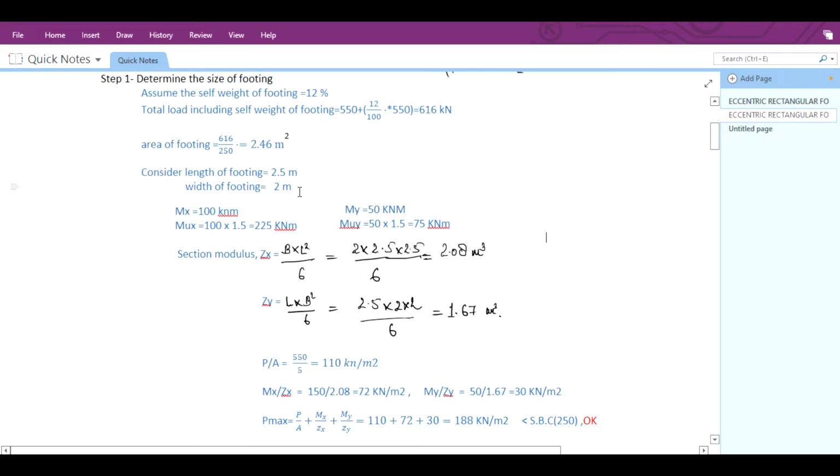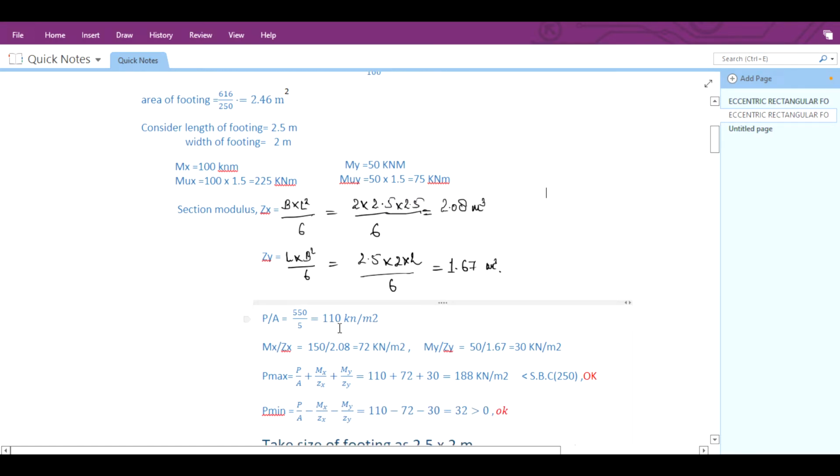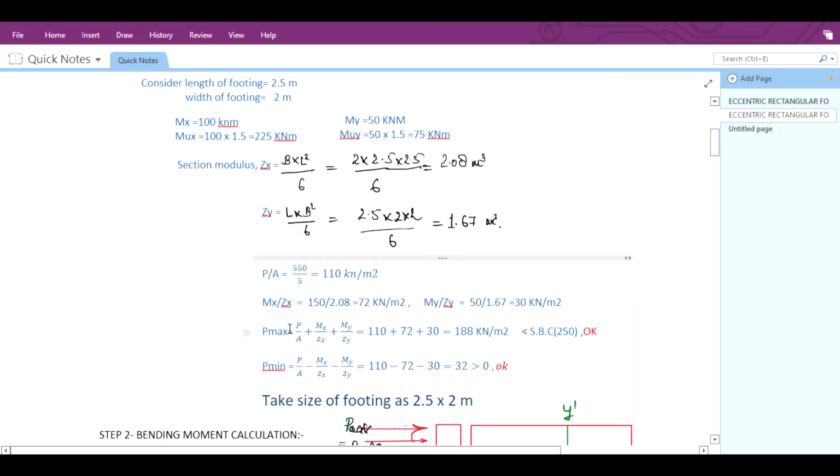Okay, the area of 2.5 into 2 will be 5, so P by A will come as 110 kilonewton per meter square. And Mx by Zx will be 150 divided by 2.08, that is the section modulus for x direction. It will come as 72 kilonewton per meter square. And for My by Zy, it will be 50 by 1.67, that is the section modulus in y direction, and it will come as 30 kilonewton per meter square.